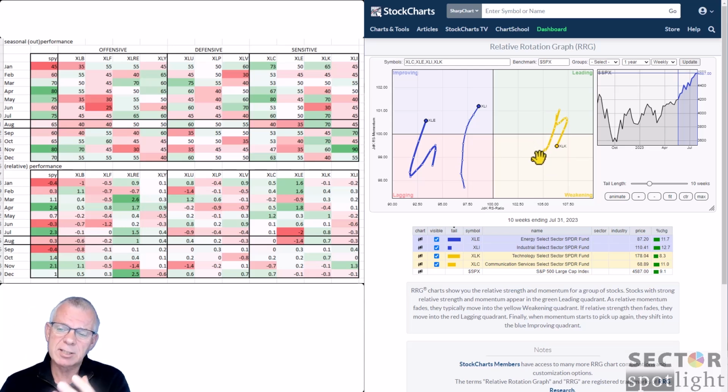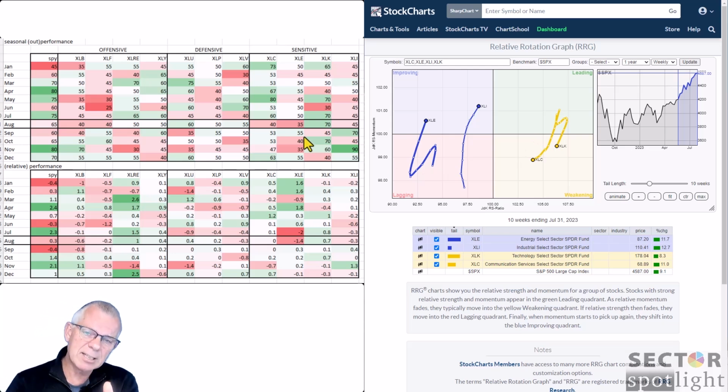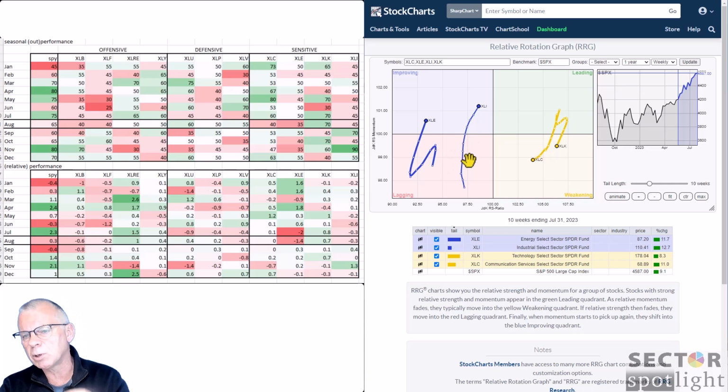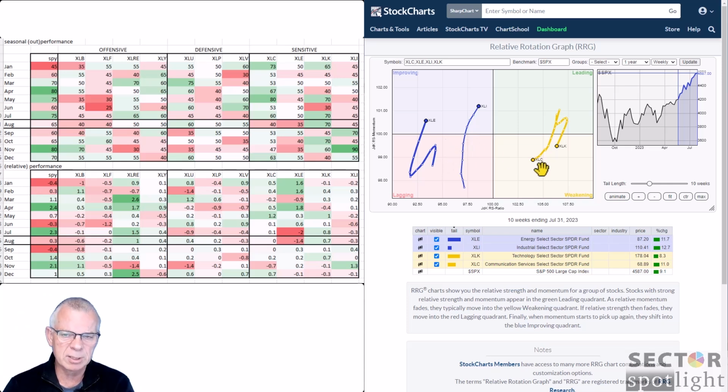If I see these tails and I see these seasonal numbers, I'm quite reluctant to put on an all-out long position in energy and an all-out short position in technology, because I know that the seasonal odds are against that trade. So how can we turn this into something more meaningful and potentially more tradable or investable, if you wish?